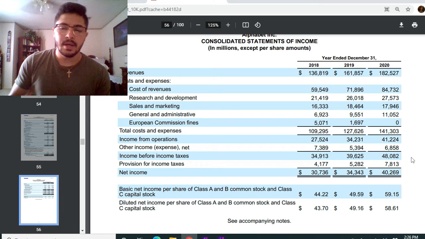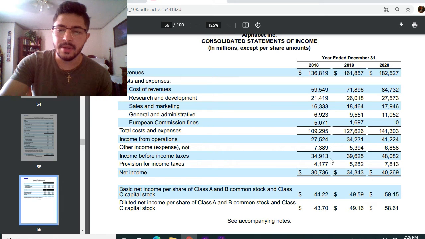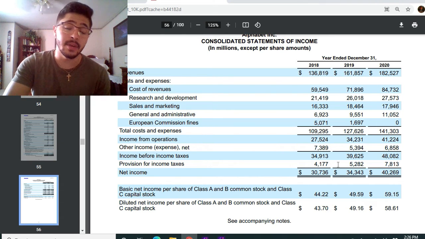EBT. But nonetheless, this is very important right here. The following line, you see provision for income taxes. So this is just their taxes, them getting taxed. Of course, you don't see this in parentheses because in taxes, if it's a negative, you're actually getting a positive. So you're getting money back. So they're paying their taxes, and it comes out to their net income, which is bottom line.